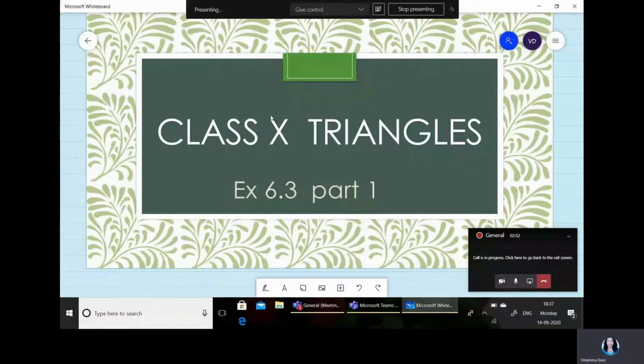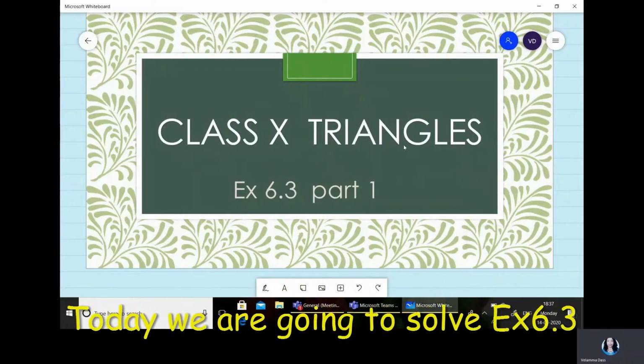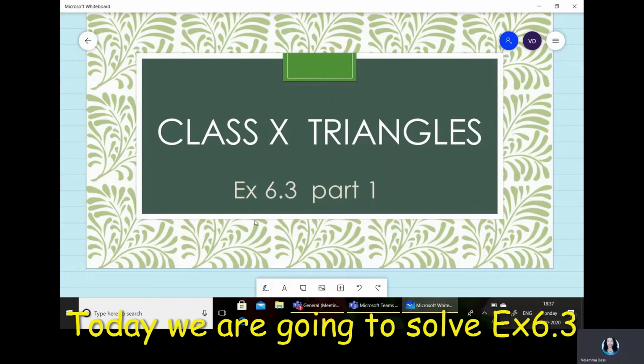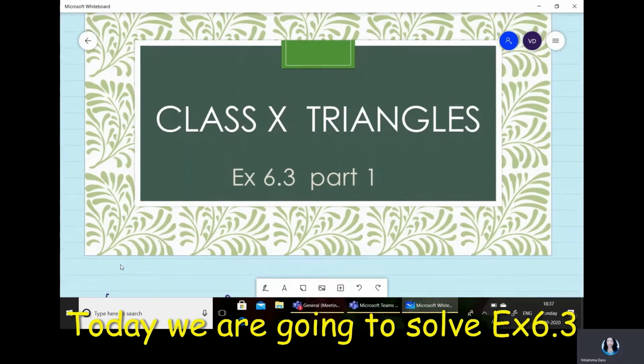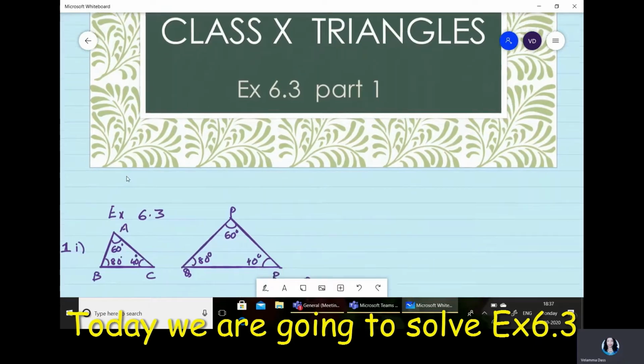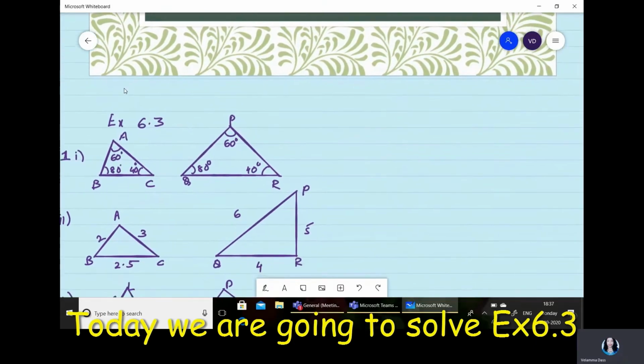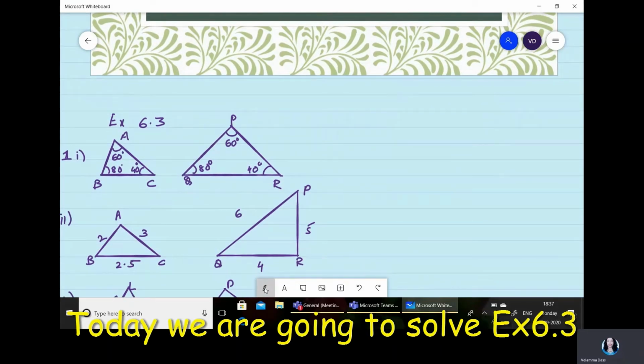Hello students, we are going to do class 10 triangles exercise 6.1 part 1. We already learned the similarity of triangles. We already know that there are three criteria by which we can prove that two triangles are similar.